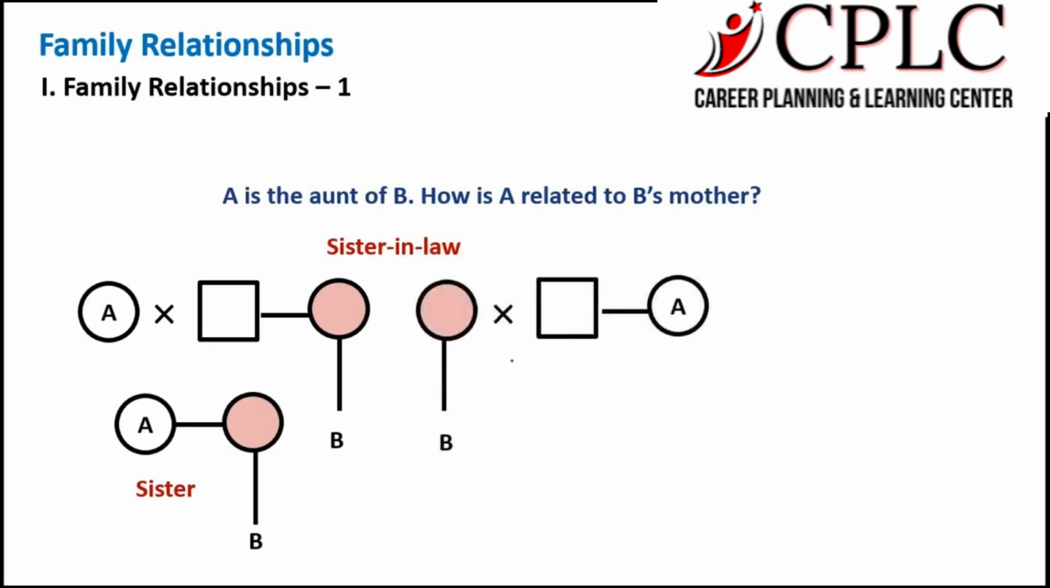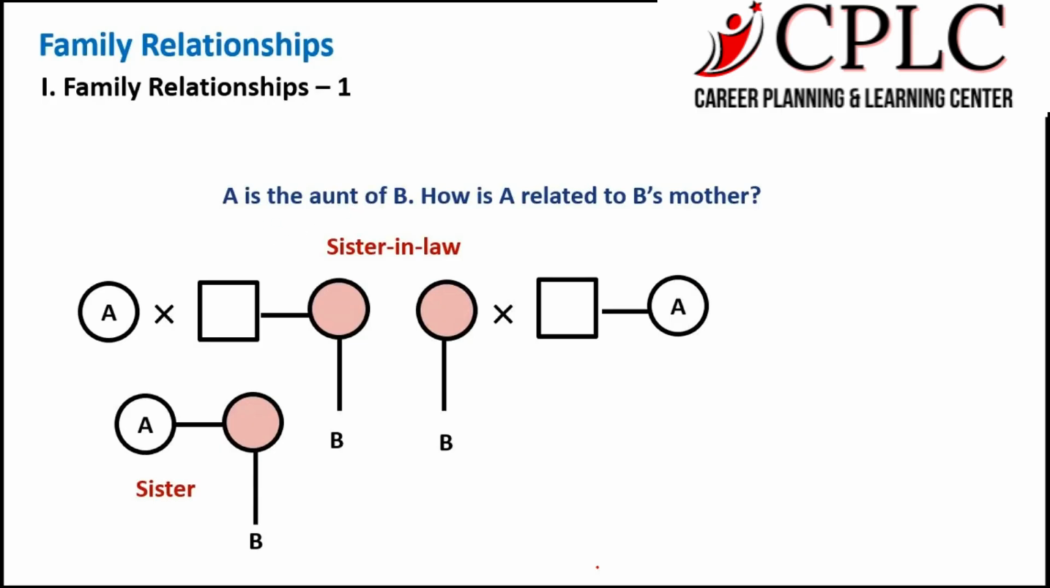Next, A is aunt of B. Third one, this is B. This is B's mom. This is B's mom's husband, that is B's dad, basically B's father, and A is his sister, basically the Bua wala case. Still A is aunt of B. And again, if we want to answer how is A related to B's mother, again the answer is sister-in-law.